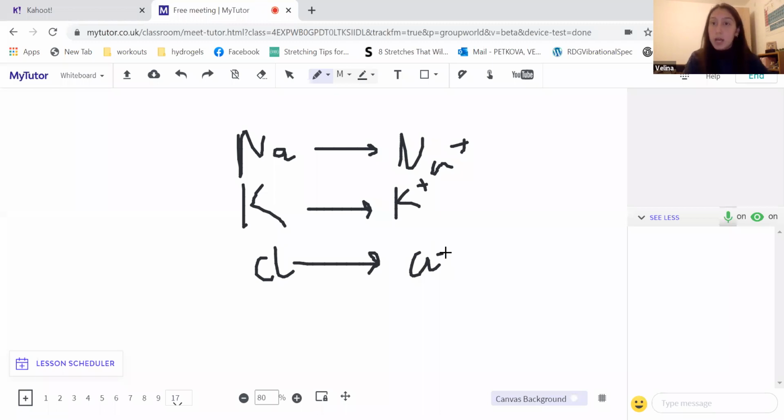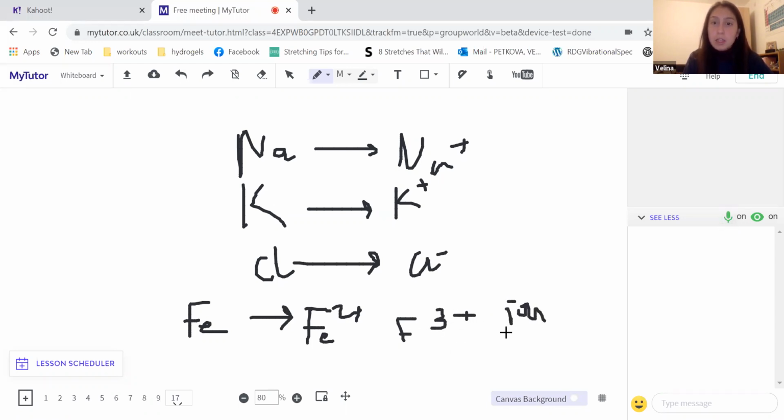However, what transition elements can do is form ions with different charges. As we just saw, iron can form Fe2+ or Fe3+. So that means it's formed two different ions. That's what it means by transition metals can form different ions. Does that make sense?